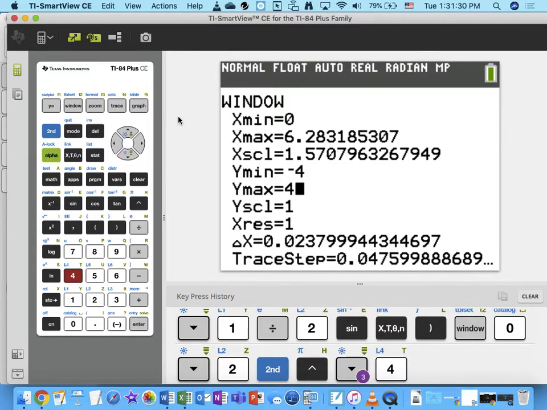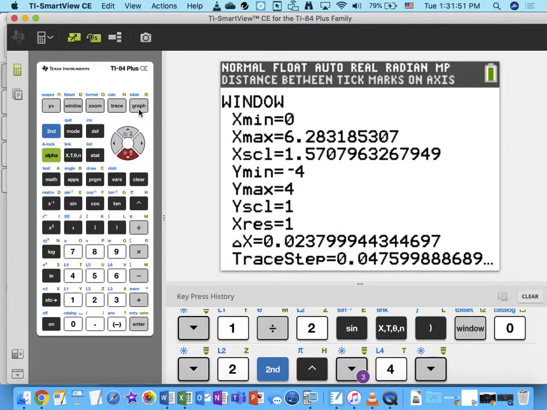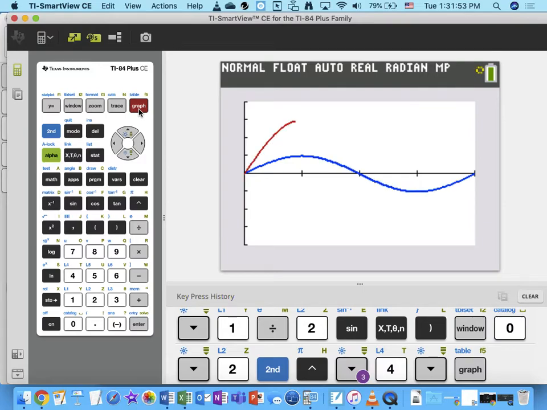Okay, I'll just give you a second to catch up with that. So x-min 0, x-max 2 pi, y-min -4, y-max 4. And I'm going to hit graph. So there's the first one, there's the second one, and here's the third one.